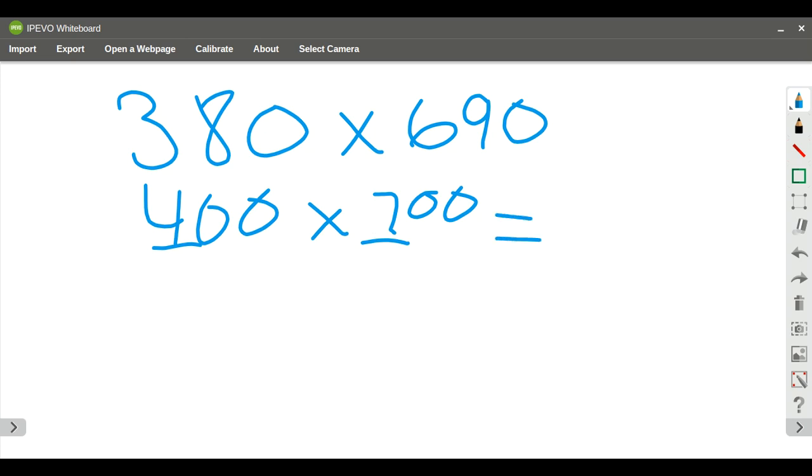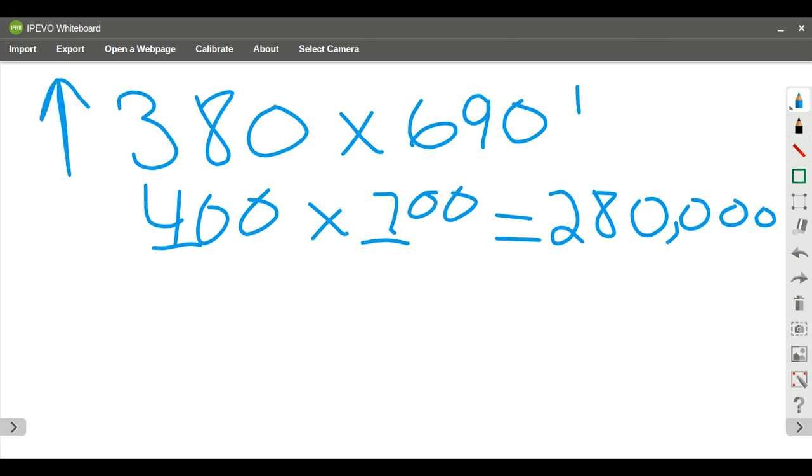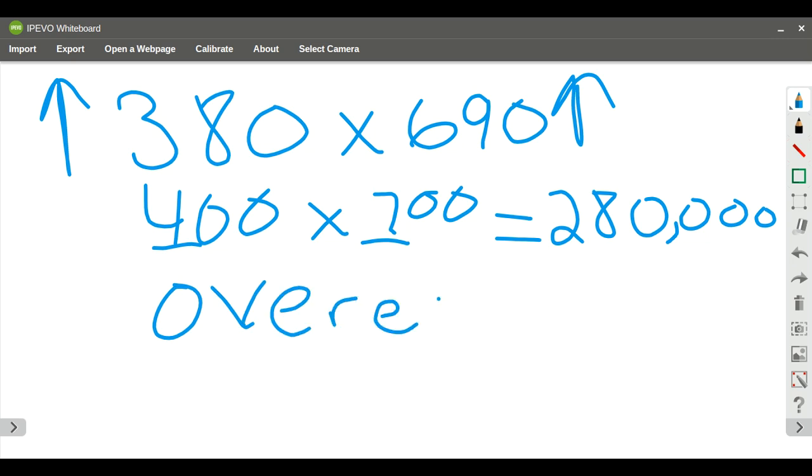Okay, so I have 4 multiplied by 7, which is going to be 28. And then I have 4 zeros, so I need to do 1, 2, 3, 4. So my answer is going to be 280,000. Overestimate or underestimate? Well, I rounded up here and I rounded up here, so it's going to be an overestimate.